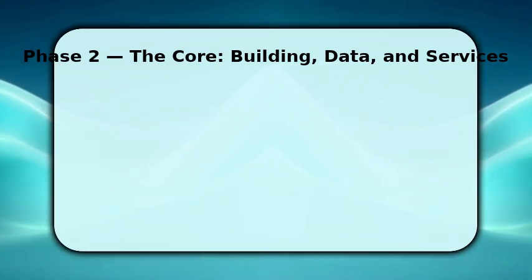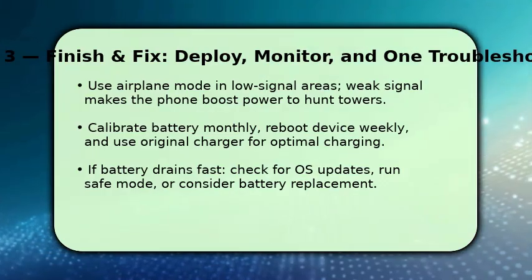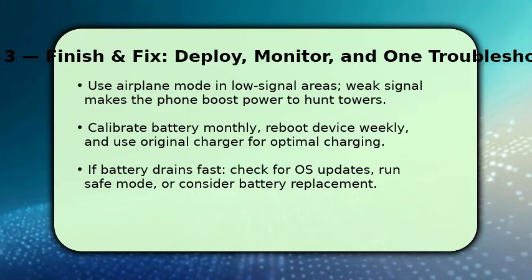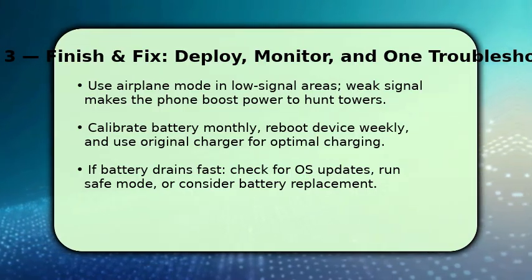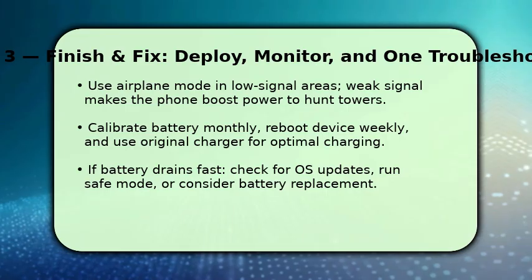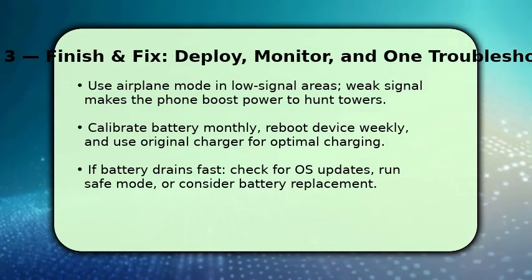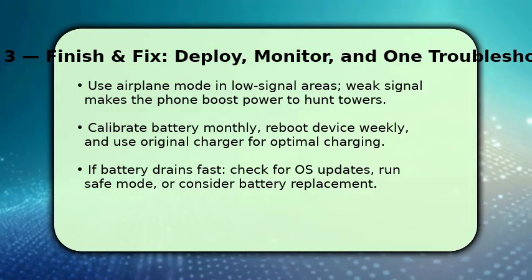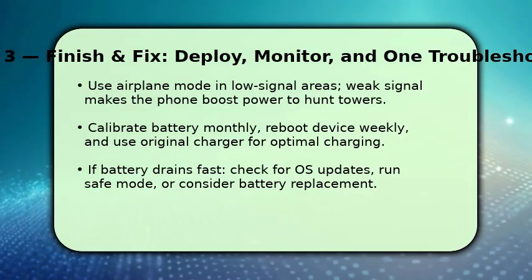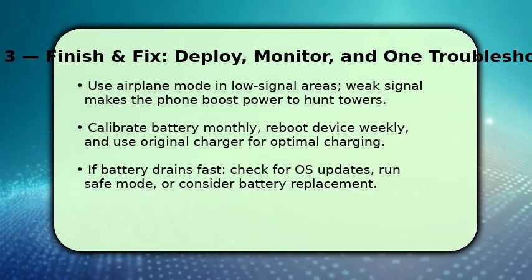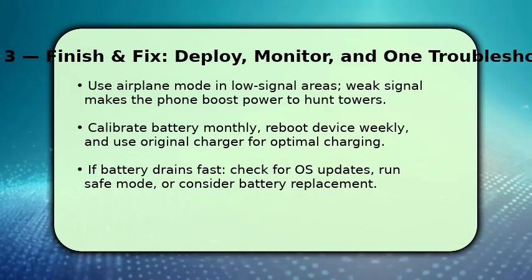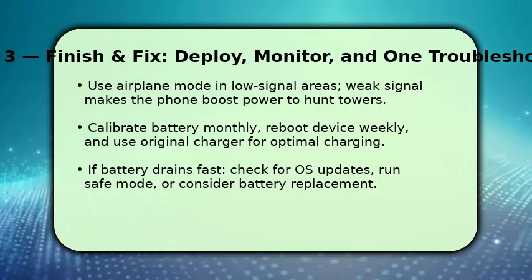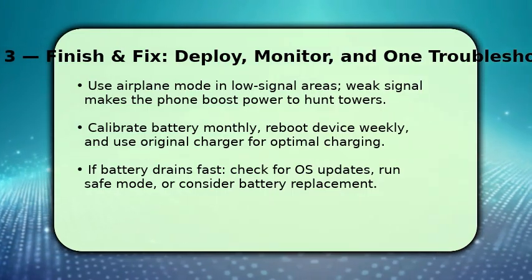Finally, adopt advanced habits and know one key troubleshooting move. Use airplane mode in low signal areas because searching for towers burns power. When you return, disable it. Calibrate the battery about once a month, reboot weekly, and charge with the original charger to protect battery health. If you still see rapid drain, update the OS, boot into safe mode to isolate apps, and if nothing helps, consider a battery replacement. That usually fixes persistent, unexplained loss of capacity.